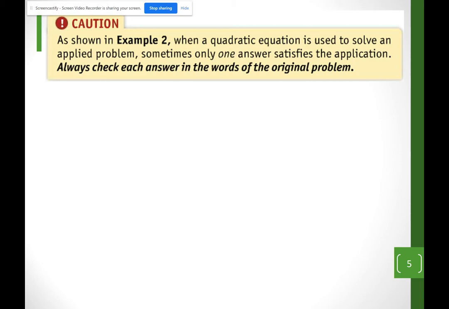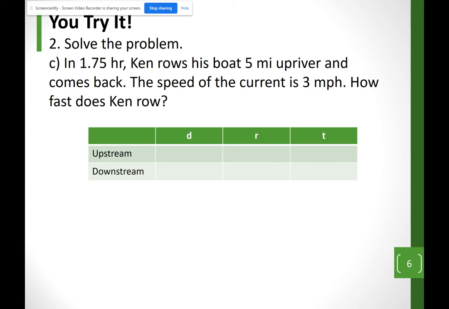Now you try these at home. I'm going to help you. Your table should look like that. And then hours, 1.75 hours. You have that. Now you should end up getting that the canoe rowed at 7 miles per hour.